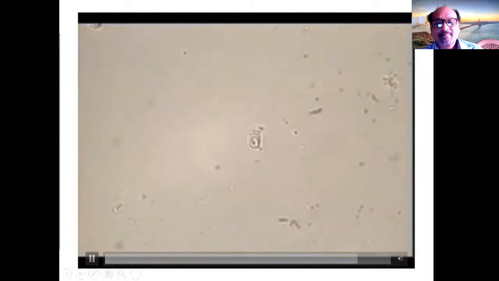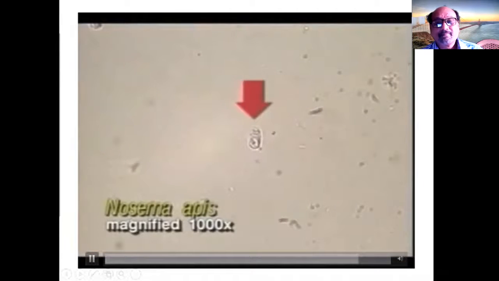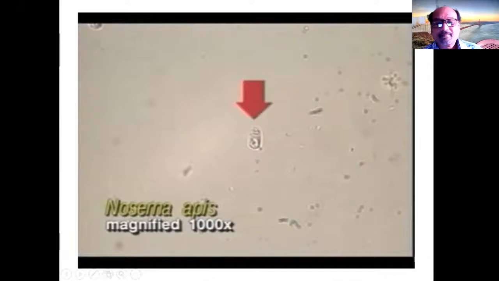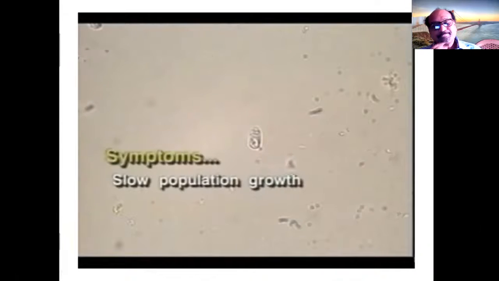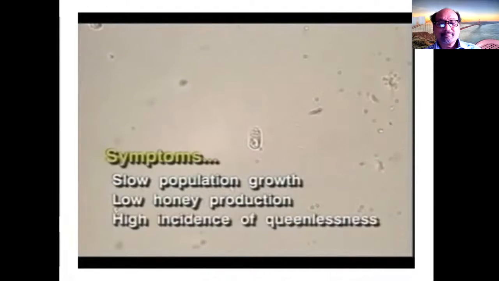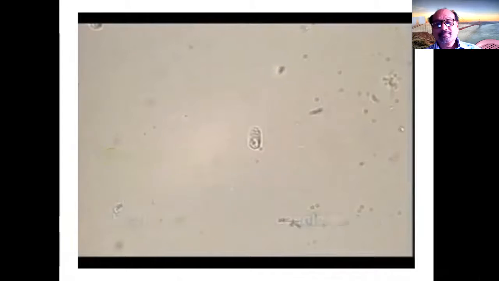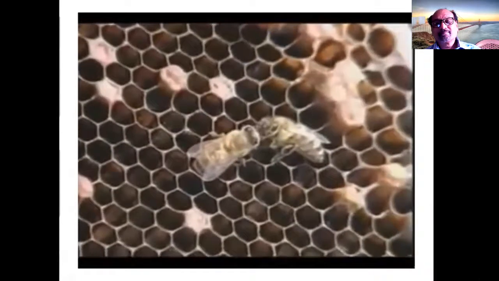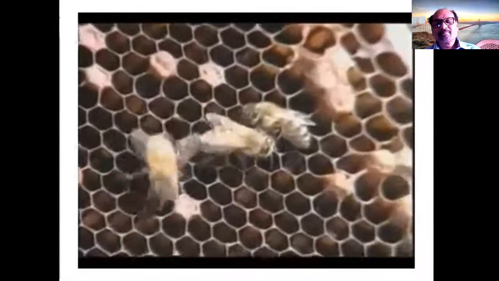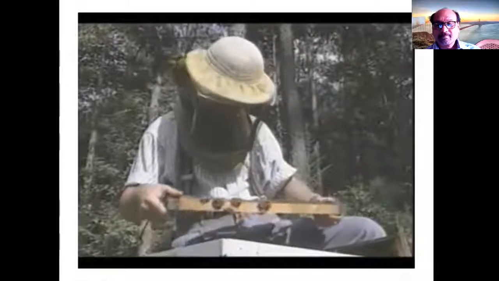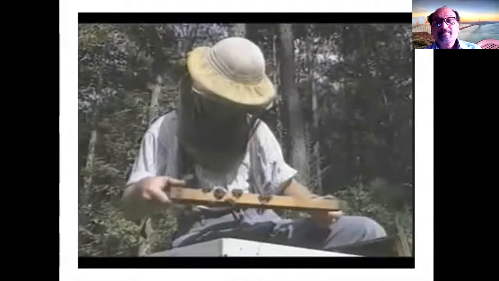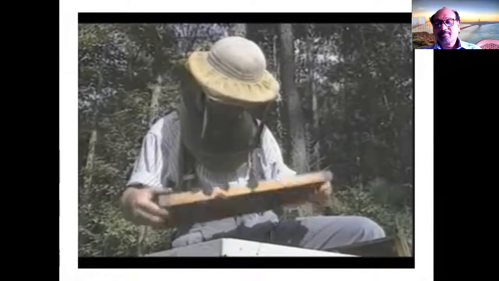Nosema is a disease of adult bees caused by the protozoan Nosema apis. It rarely kills a colony outright, but causes slow population growth in spring, low honey production, high incidence of queenlessness, and probably numerous secondary illnesses. The disease begins when adult bees eat spores of Nosema apis, which germinate in the gut. The vegetative stage of the protozoan invades cells lining the gut wall, disrupting normal digestion.